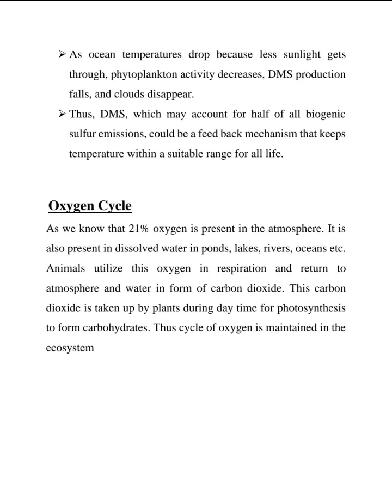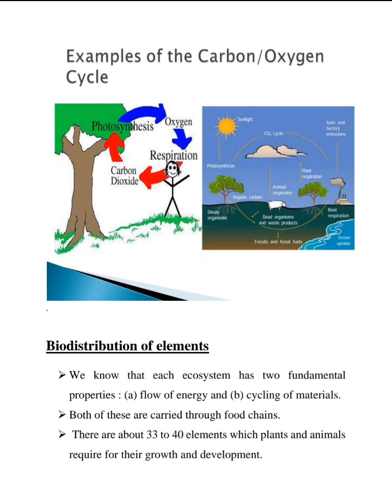Oxygen cycle. As we know, 21% oxygen is present in the atmosphere. It is also present dissolved in water in ponds, lakes, rivers, and oceans. Animals utilize this oxygen in respiration and return it to the atmosphere and water in the form of carbon dioxide. This carbon dioxide is taken up by plants during daytime for photosynthesis to form carbohydrates. The cycle of oxygen is maintained in the ecosystem. This is an example of the carbon or oxygen cycle.